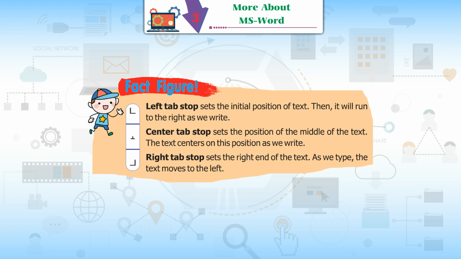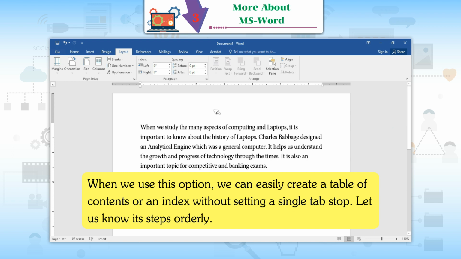Center tab stop sets the position of the middle of the text. The text centers on this position as we write. Right tab stop sets the right end of the text. As we type, the text moves to the left. When we use this option, we can easily create a table of contents or an index without setting a single tab stop. Let us know its steps orderly.